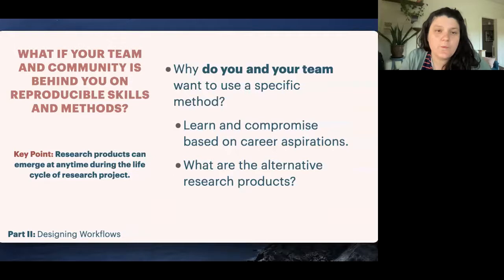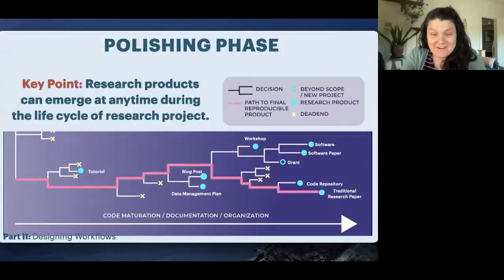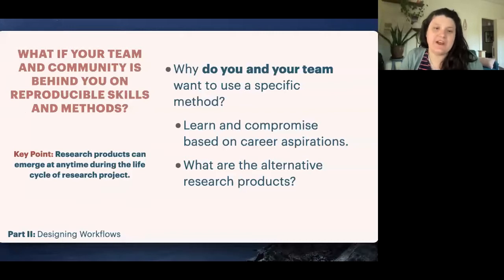So why do you and your team want to use a specific method? This was brought up before on a lot of the challenges for working reproducibly, is that maybe your team isn't on board, or maybe your team has drastically different skill levels than you. You're going to need to learn and compromise based on career aspirations. And what are those alternative research projects, and how do they fit with your career and your team's career aspirations?